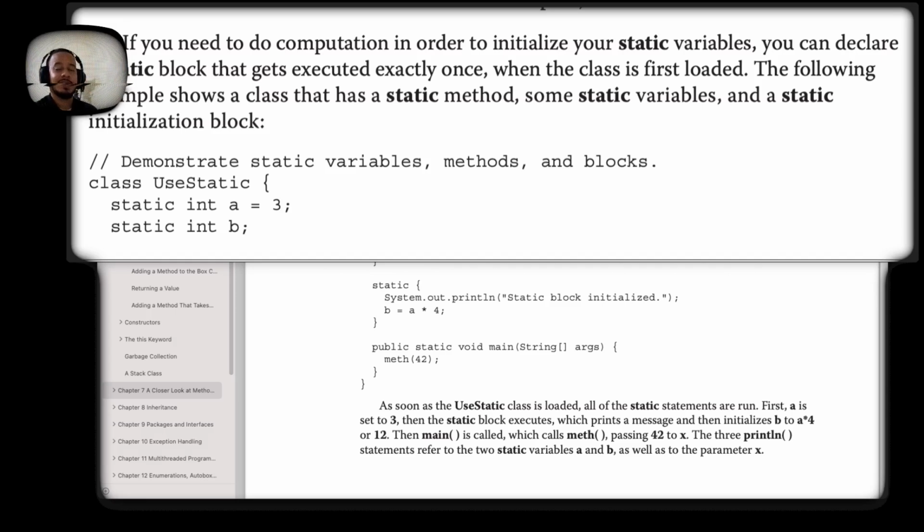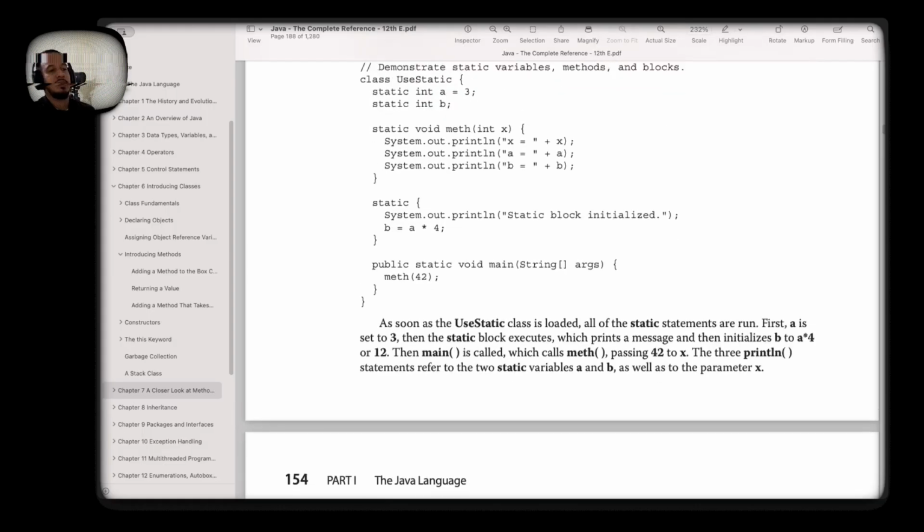As I'm repeating that in my mind, I think it's good to absorb that clearly. If you need to do computation in order to initialize your static variables, you can declare a static block that gets executed exactly once when the class is first loaded. The following example shows a class that has a static method, some static variables, and a static initialization block. Alright, so now let's look at it in practice.